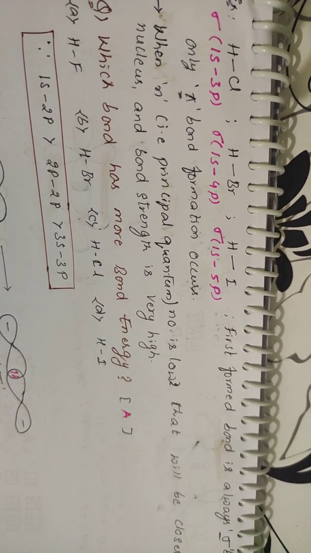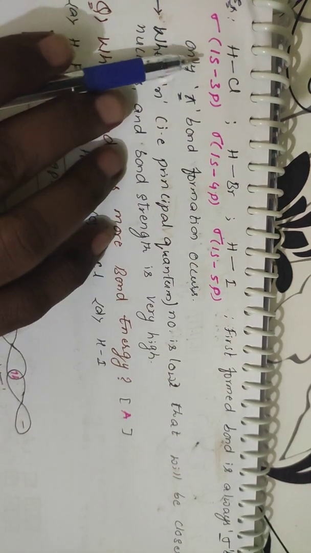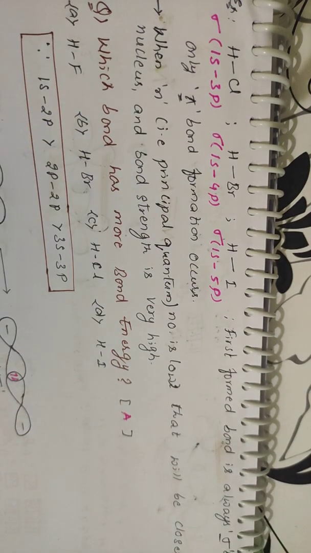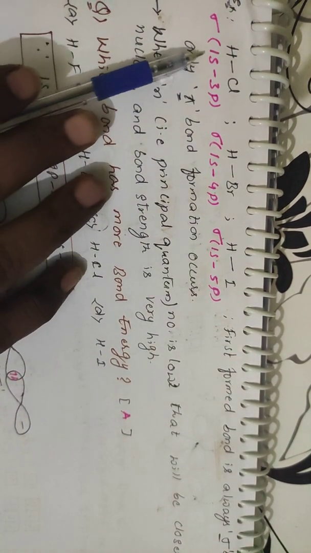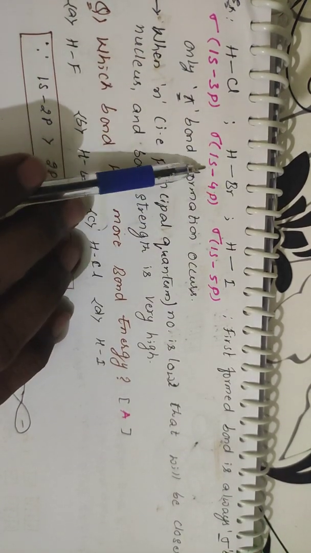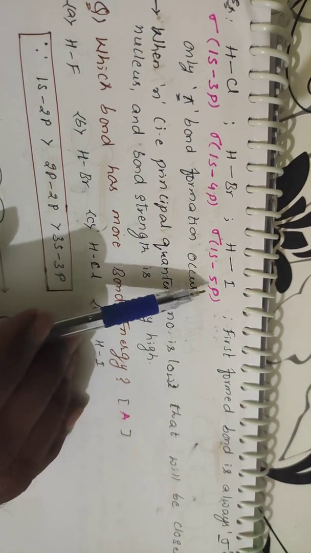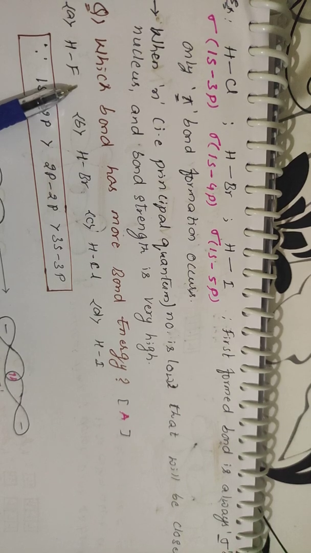It means, when the orbital is very close to the nucleus, see, among 1s and 3p, 1s and 4p, 1s and 5p, which will be stronger? The stronger one will be 1s and 3p, because 3p is very close to the nucleus. When compared to it, 4p is one shell away, and 5p is one more shell away from that. So whenever it is closer, the strength of the bond will be higher.